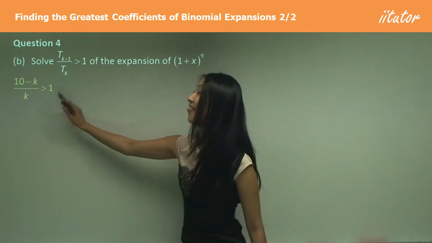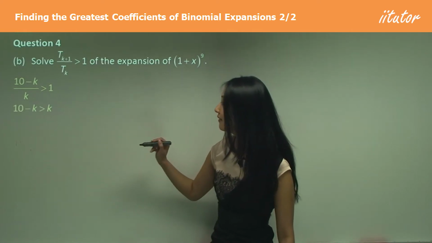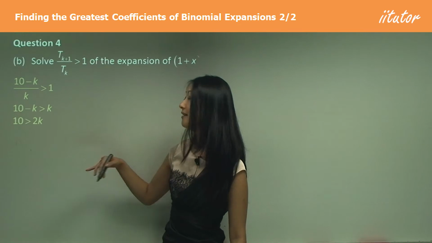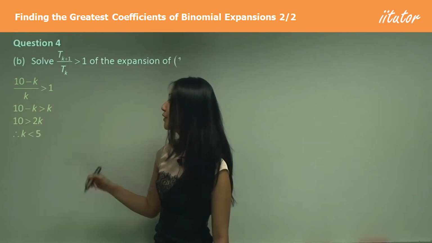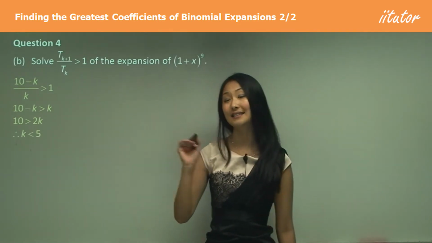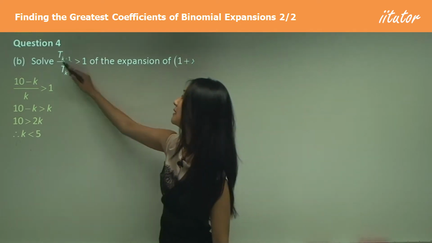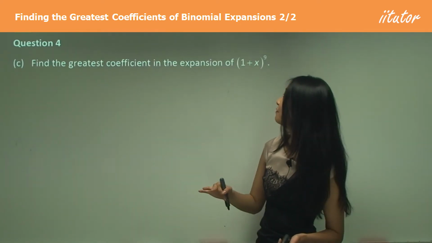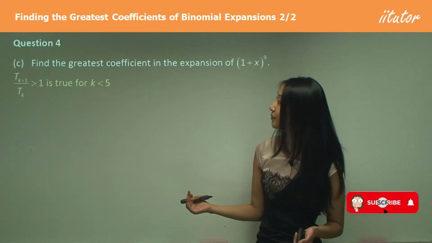So multiply that k up, okay? And then add k to the other side. 10 is greater than 2k. Divide both sides by 2. So therefore k less than 5 is when this is greater than 1. And we're going to be working with that now to find the greatest coefficient.